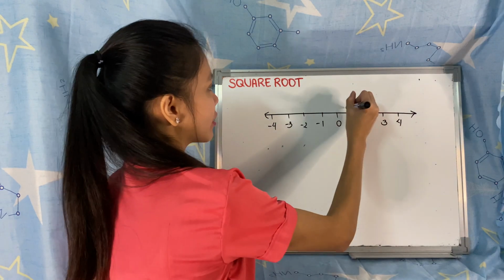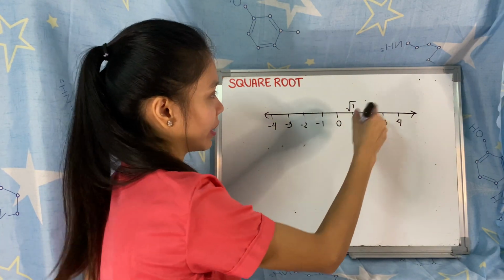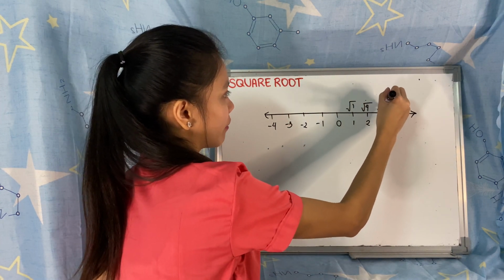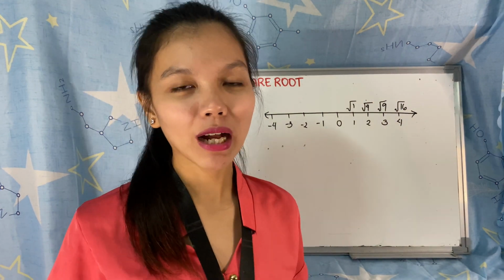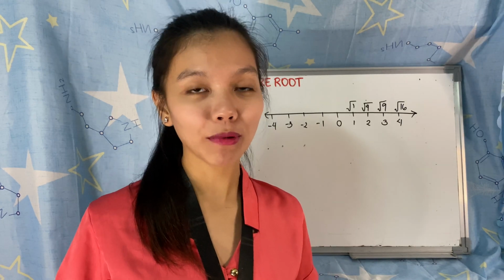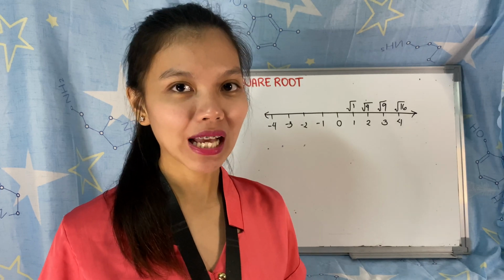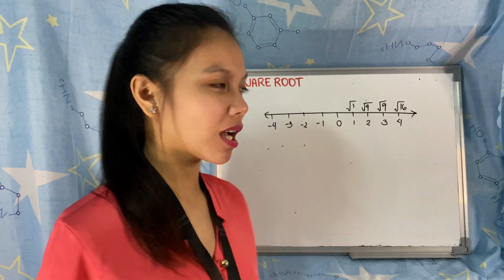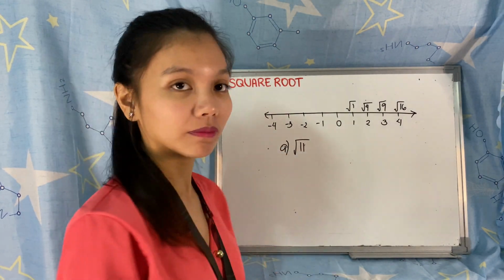So we have the square root of 1 which is located in our number line, which is 1. Then here we can locate the square root of 4, square root of 9, and then square root of 16. So ganyan lang kabilis mag-locate ng points or ng roots dun sa ating number line if it is a perfect square. But if it is not a perfect square, we're going to estimate. For example, we are going to locate first the square root of 11.